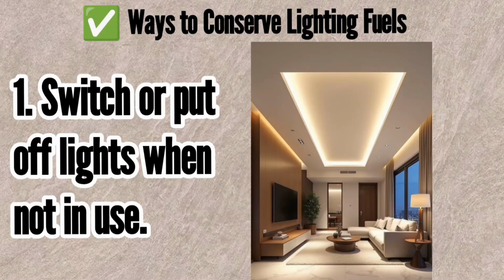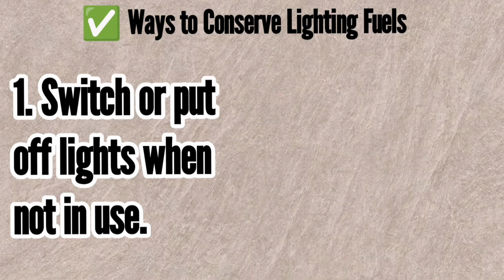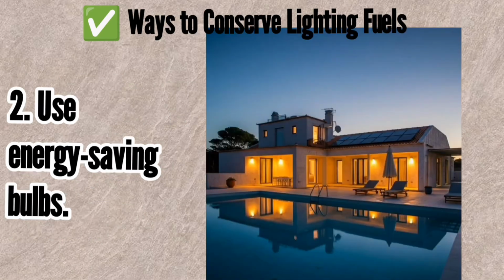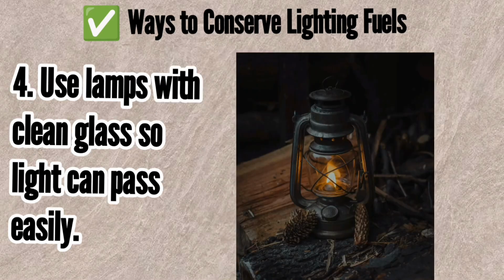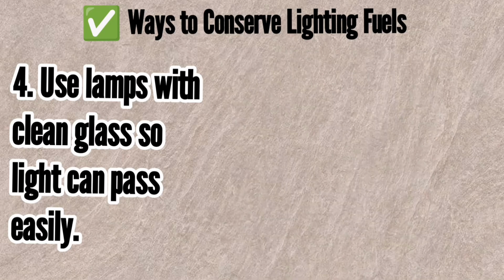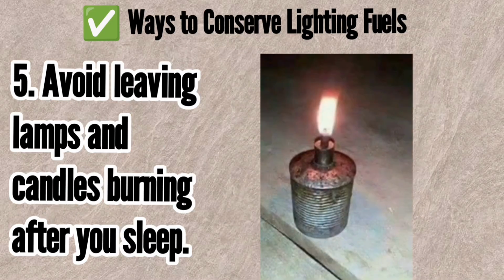Ways to conserve lighting fuel include: switch off lights when they're not in use. Make sure you use energy-saving bulbs. Use solar light instead of kerosene lamps if you can afford it. Use lamps with clean glass so that light can pass easily. Avoid leaving candles burning after you sleep because that's just wastage.